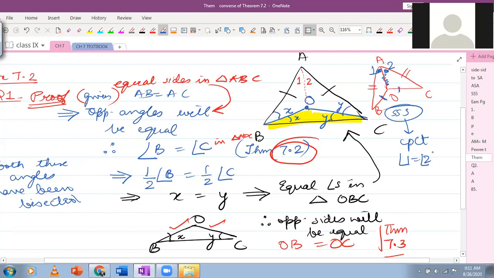Can't we prove it by SAS or ASA? Because angle B is equal to angle C, and they have a common arm, we can just write that angle 1 is also equal to angle 2. Can you repeat? Then we can write that angle B is equal to angle C, and they have common arm AO, and then we can write that angle 1 is also equal to angle 2.